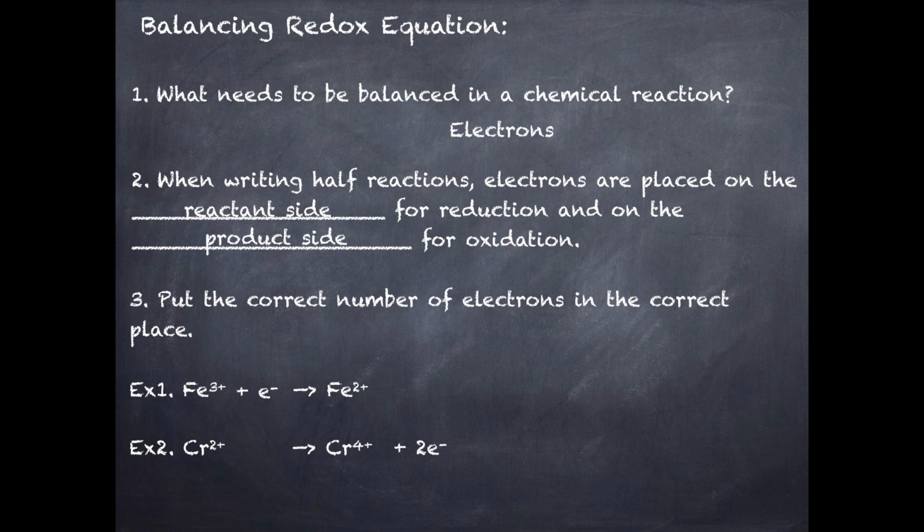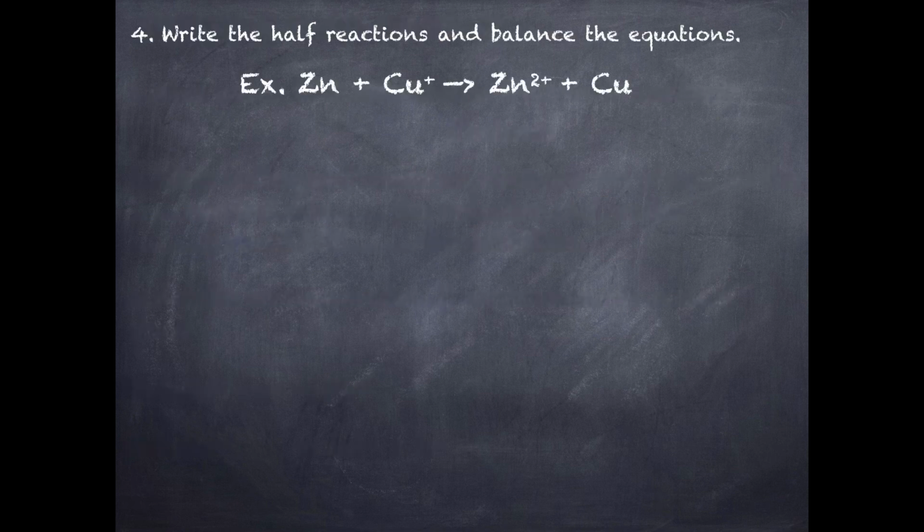If you look at this redox reaction right here, zinc reacts with copper 1 ion to produce zinc ion and copper. So what is being reduced? Well, remember, reduction is gain. So which one is gaining electrons, meaning its charge is becoming more negative? Well, copper, because copper goes from a +1 to 0 charge. So copper is being reduced.